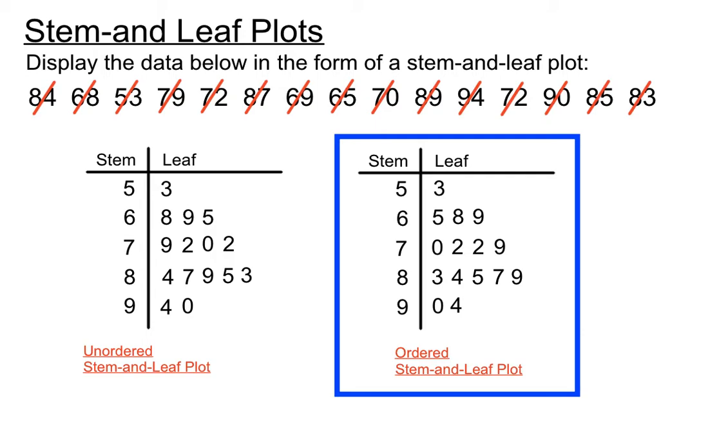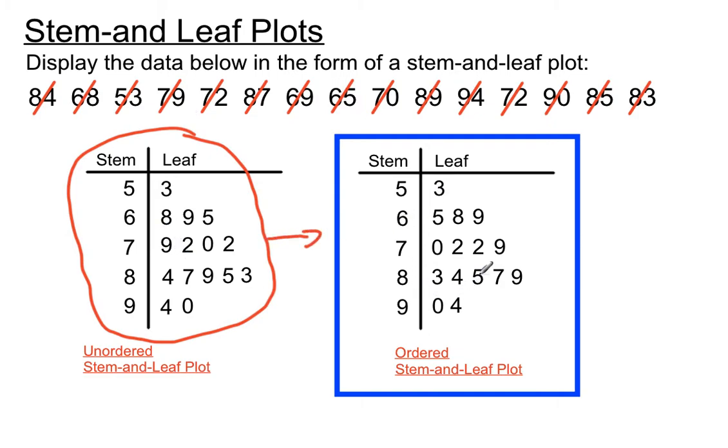So this first box here, the unordered one, that's just to get all our numbers put on a stem and leaf format, and then we move them across and put them in the right order from left to right there. So that's a single stem and leaf plot.